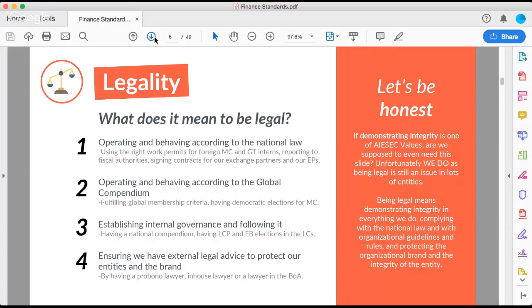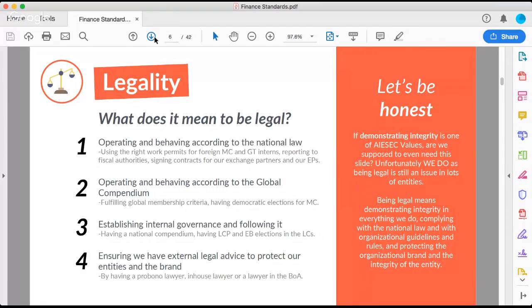Secondly, it's behaving according to the global compendium. So also within ISAC, as we have our local compendia, our national compendia, we also have our global compendium. And this global compendium makes sure that we stick to the rules that we have set with each other. The third one is establishing internal governance and following it. So here's where the national compendium comes into place, but also to make sure that we have an internal control framework, which makes sure that every agreement that we've set with each other is behaved accordingly to. And fourth, we need to ensure that we have external legal advice to protect our entity and our brand. So we don't know that much about legalities as an organization, because we're still a youth-run organization, and therefore it's smart to make sure that we have this external help as well.